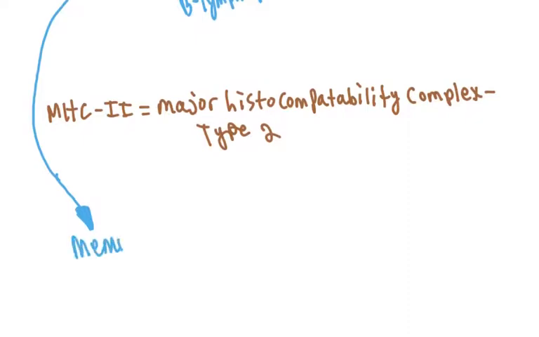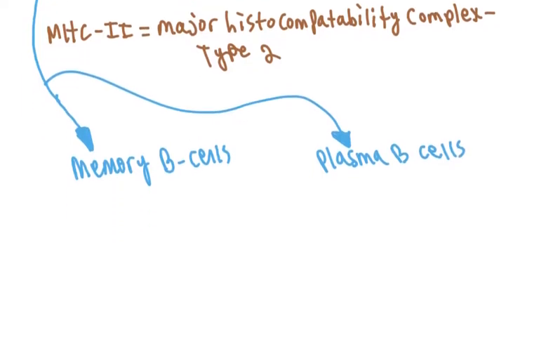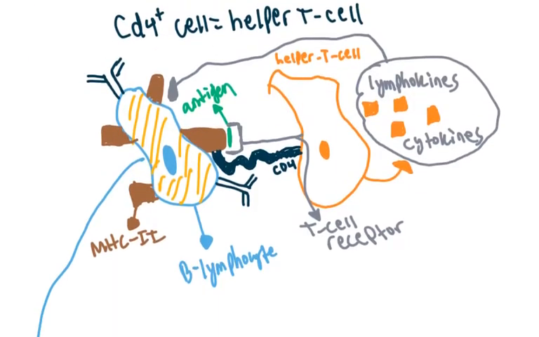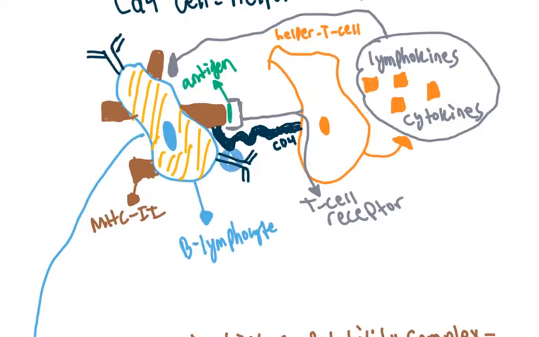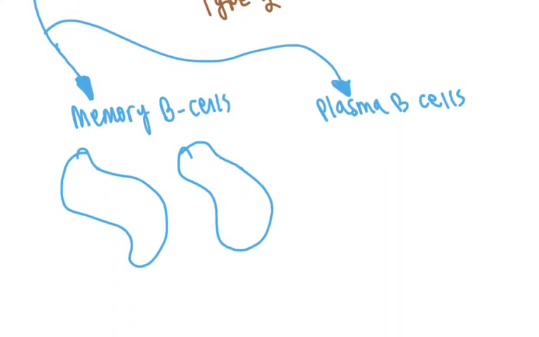into memory B cells and into B effector cells, also called plasma B cells. So we're going to have a bunch of memory B cells there with the same variable portions of our membrane-bound antibodies also. So we can have the same membrane-bound antibodies here drawn.